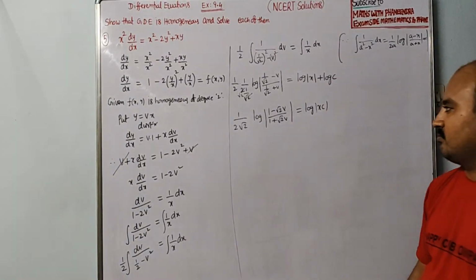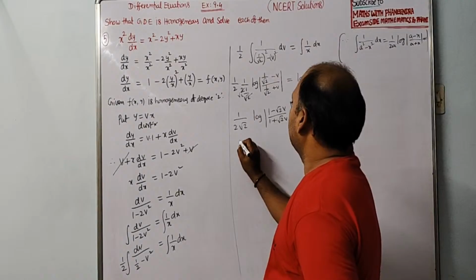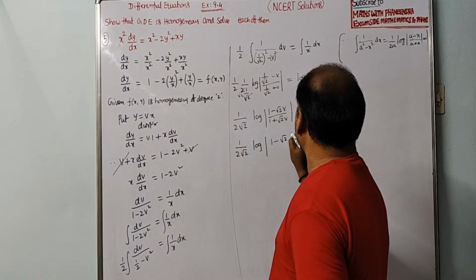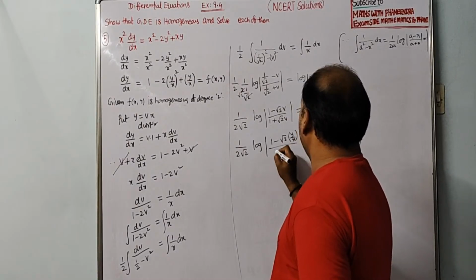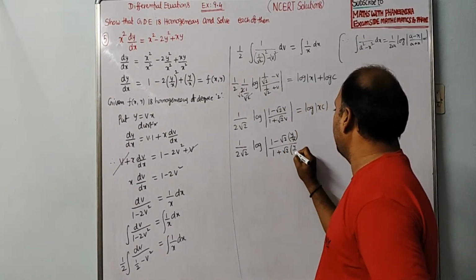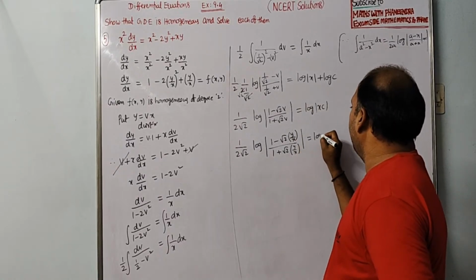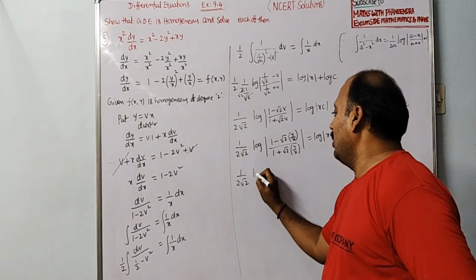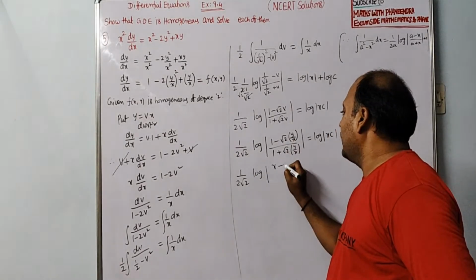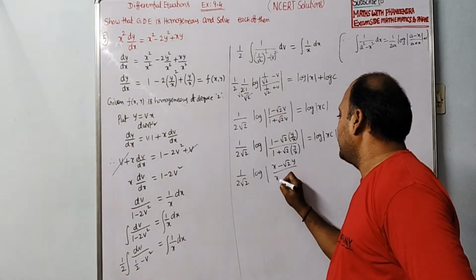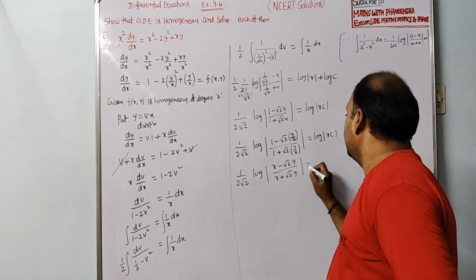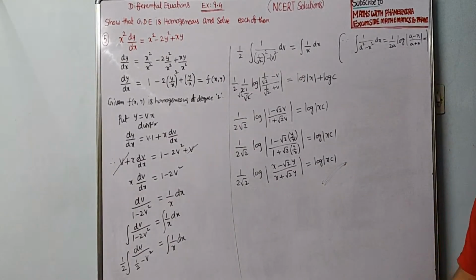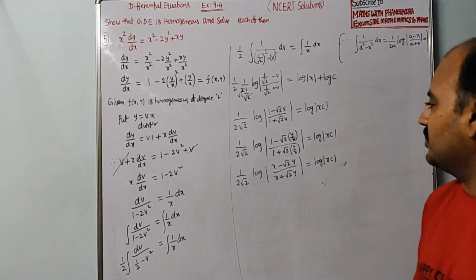Okay, dear students? So 1 by 2 root 2 log mod (1 minus root 2 into y by x) by (1 plus root 2 into y by x) equals log xc. Take LCM and simplify: 1 by 2 root 2 log mod (x minus root 2 y) by (x plus root 2 y) equals log mod xc, which is the required solution to the given differential equation, dear students.